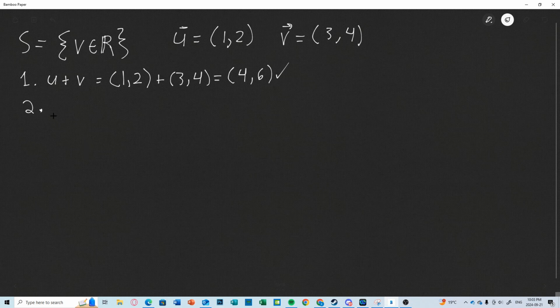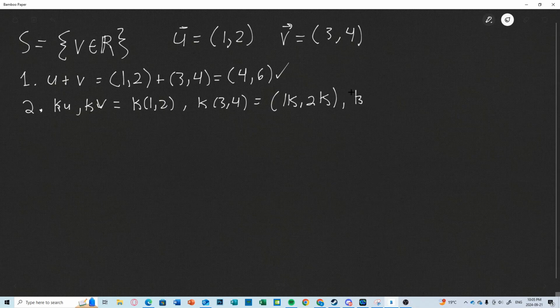Next up, we're going to check closure under scalar multiplication. This checks that k times u, as well as k times v, both fit into the vector space. First up is k times u, and we're going to pick any scalar k. We set it up as k of (1, 2) and k of (3, 4). This will become (1k, 2k), and this will become (3k, 4k).